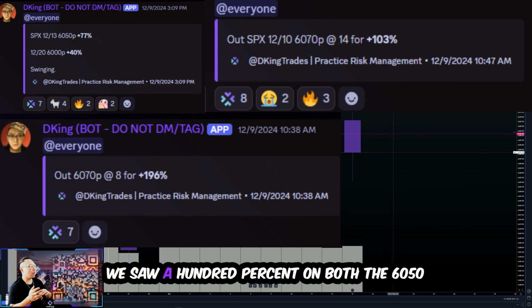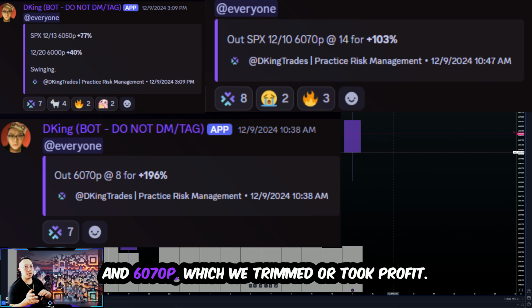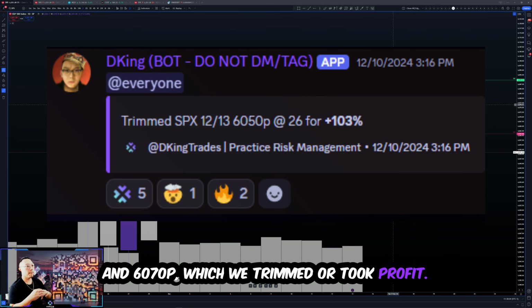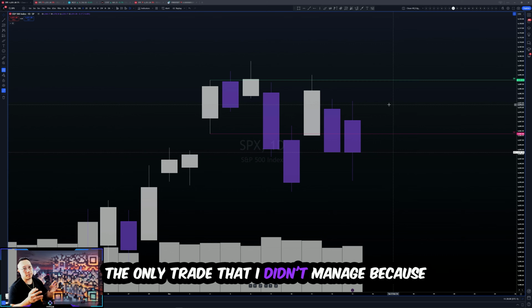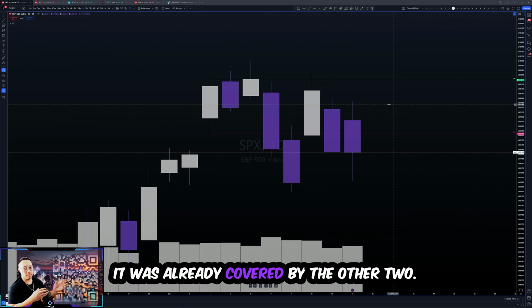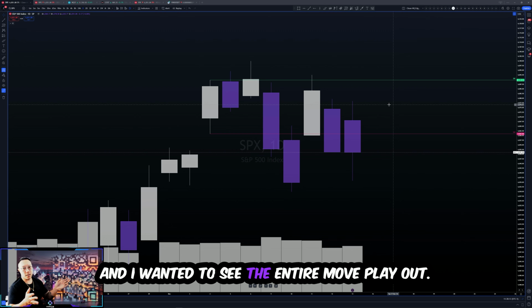We immediately capitalized on that the entire session. We saw 100% on both the 6050 and 6070, which we trimmed or took profit. The 6,000 puts, we saw about 70-80%, and it was the only trade that I didn't manage because it was already covered by the other two. And I wanted to see the entire move play out.